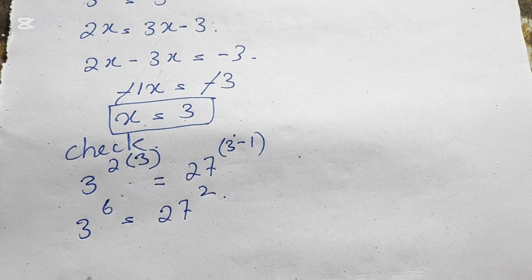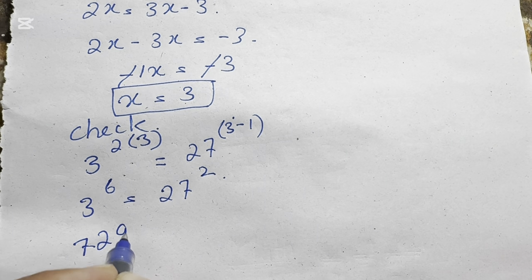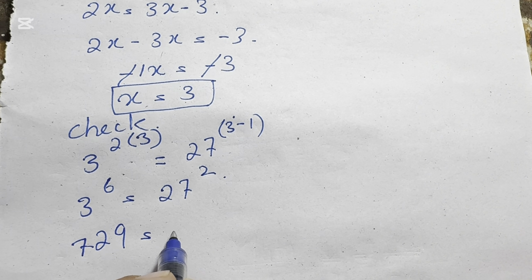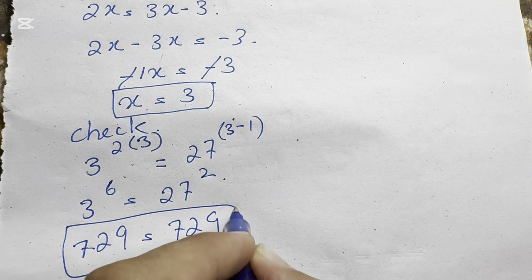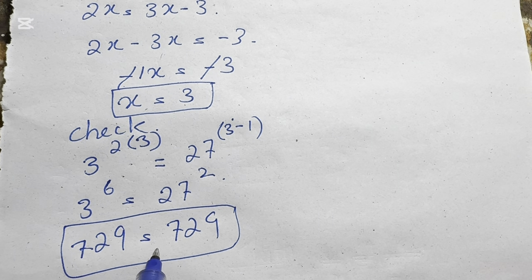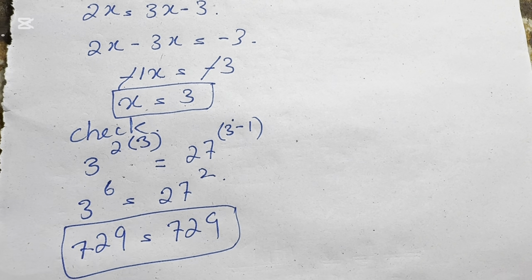So 3 power 6 is equal to 729, which is equal to 27 power 2 equal to 729. This is right. Both sides are same. It means that our answer is okay. X equal to 3.